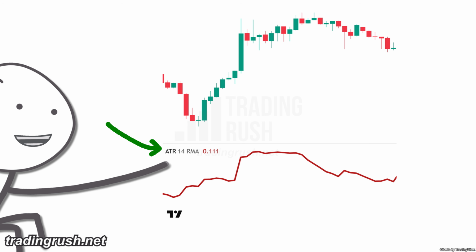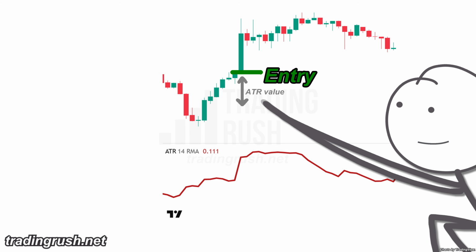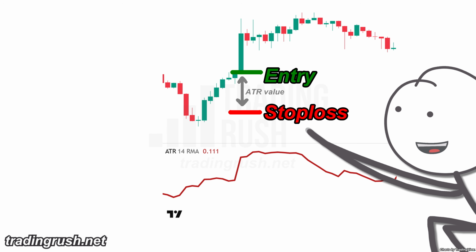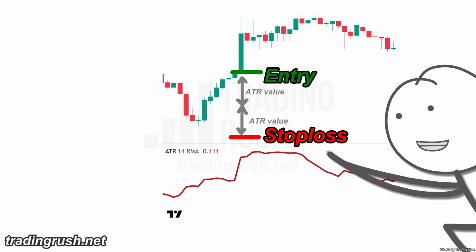Number 8. If you have been trading for a while, you have probably seen traders set their stop loss using the ATR indicator. Like, they will take a long trade and then add the ATR value to the entry price. And that will be their stop loss. Sometimes they will multiply the ATR value by 2 or 3 times to set a wider stop loss.